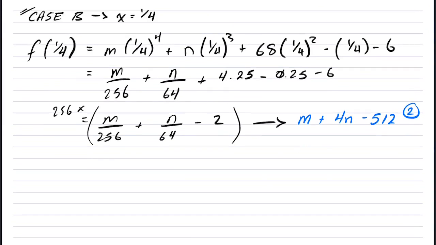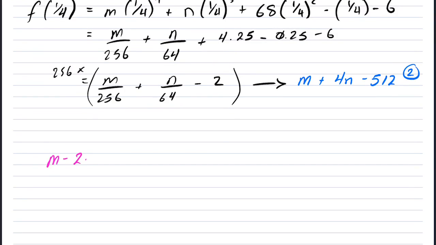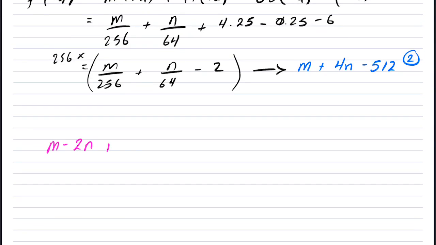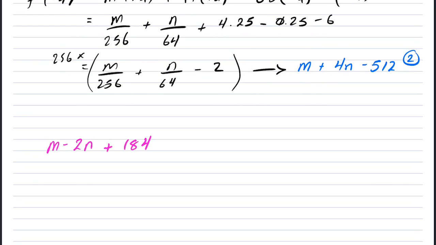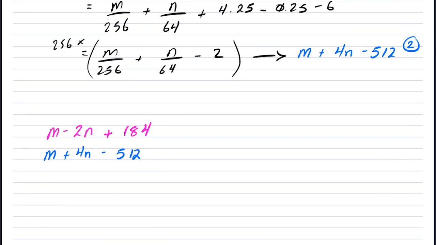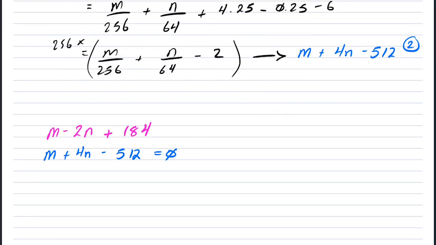So we have two equations. Let's write both of them out here. In our pink one, we had m minus 2n plus 184. And we have m plus 4n minus 512. And what we're going to say is that technically they're all equal to 0, right?